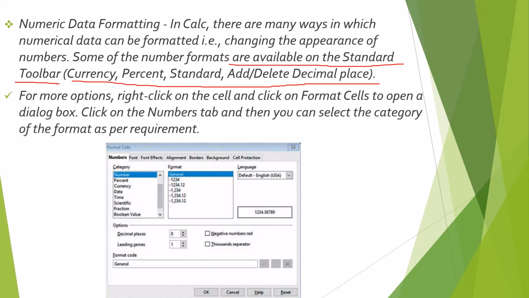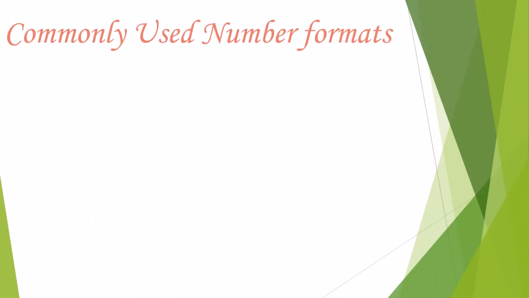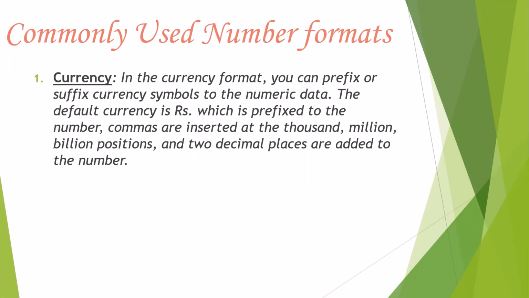you have to right click on the cell and then click on Format Cells, which will open a dialog box. Then you have to click on Numbers as shown here, and then choose the category of the format as per requirement. Whichever category you want, you can choose that. Now we are going to discuss the various commonly used number formats.